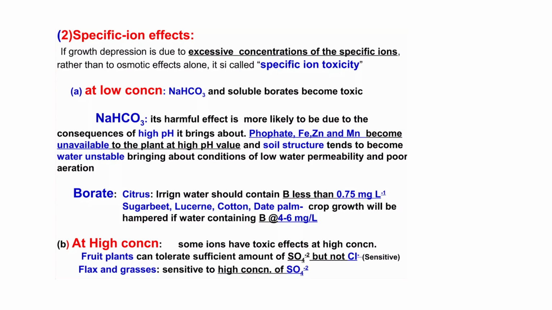If we have excessive concentrations of specific ions, we call it specific ion toxicity. Sodium bicarbonate will be harmful because of its high pH. When sodium bicarbonate is high, phosphate, zinc and manganese will not be available to the plants at this high pH. Take borate also. Irrigation water should have boron of less than 0.75 mg per liter. Sugar beet, cotton and others cannot tolerate high borate. Certain ions have toxic effects at high concentration; at lower concentrations we need not bother about that.